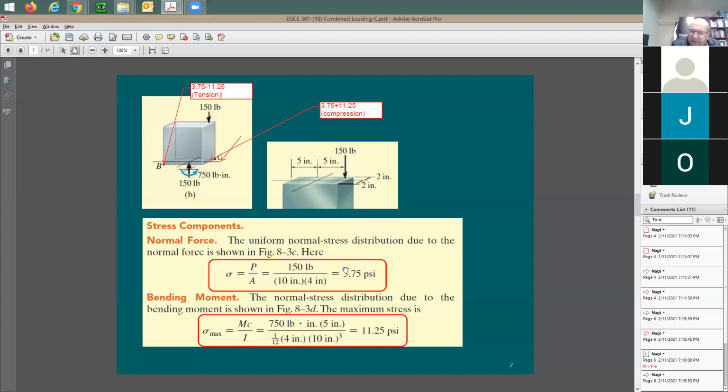Again, don't worry about the sign for now. I don't want anyone to think and say usually compression is going to be negative, tension is going to be positive. I understand that. We're going to address this later. So this is the way it works when you have combined loading, like an axial load and a bending moment on it.